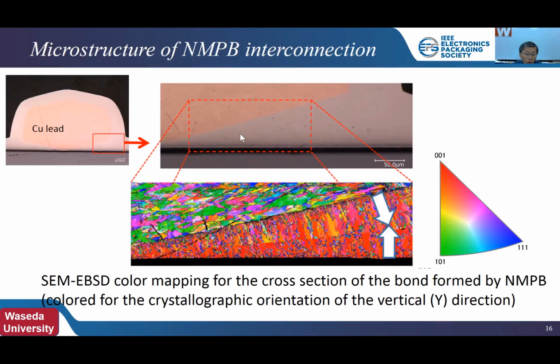In our previous work, it has been clarified that the deposition of the nickel electroplating needs to be performed by crystal columnar grain growth having preferred crystal orientation to obtain a reliable interconnection. It can be suggested from this microstructure analysis that the bond interface is reliable.